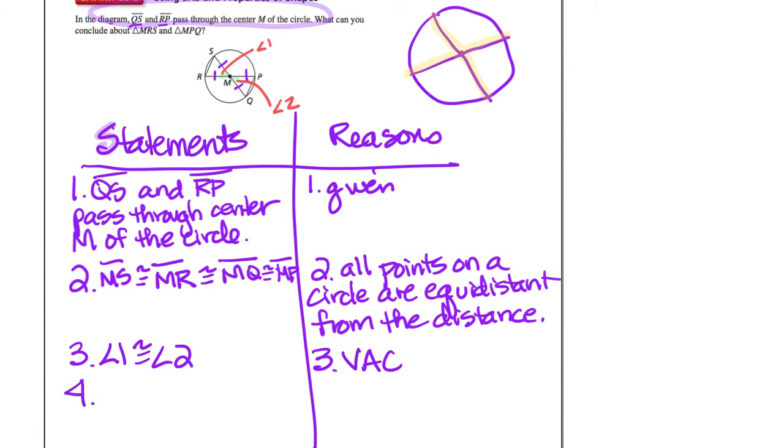And our last statement is, and there's a number of ways you can name these triangles, but I'm going to say triangle MSR is congruent to triangle MQP. And my reasoning is side, angle, side.